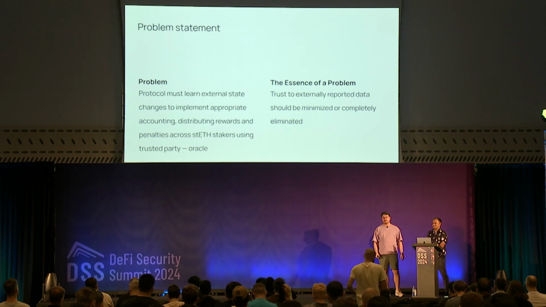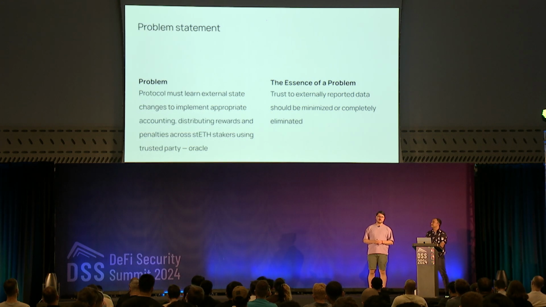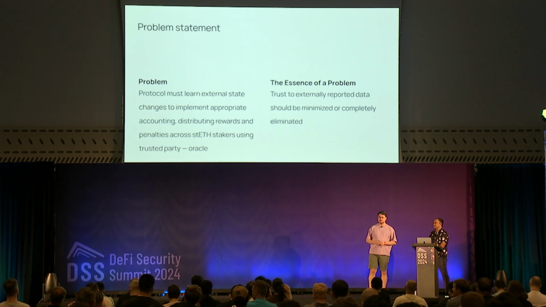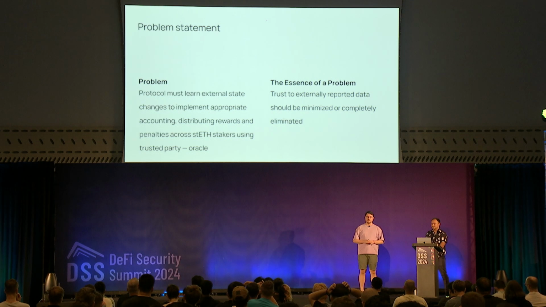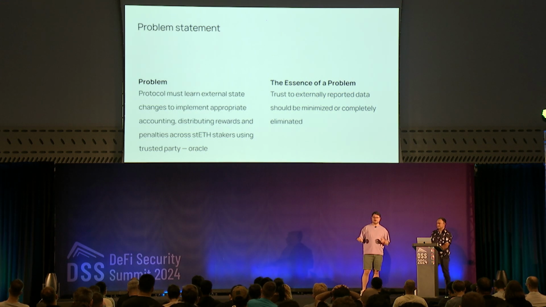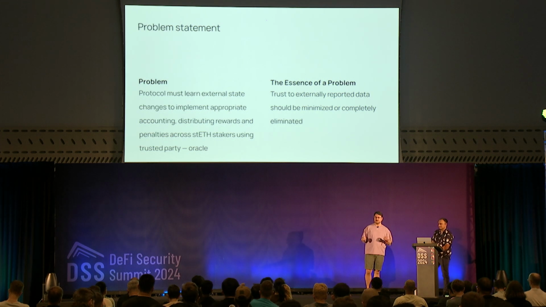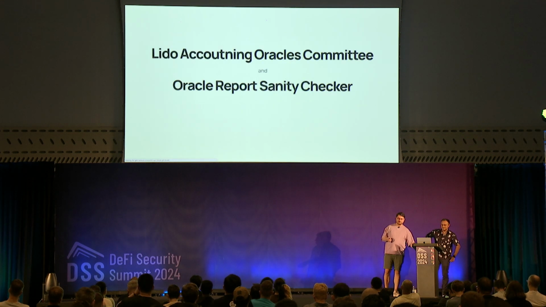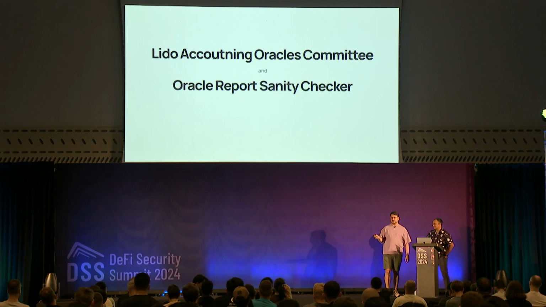So the problem statement. The protocol needs some external data to properly count the value of the stETH token and to distribute the rewards across the stakers. And the essence of the problem is that the trust in this externally reported data should be minimized, or better, completely removed. To explain the implementation for that, I need to talk about two main things: the Lido Accounting Oracles Committee and the Oracle Report Sanity Checker.